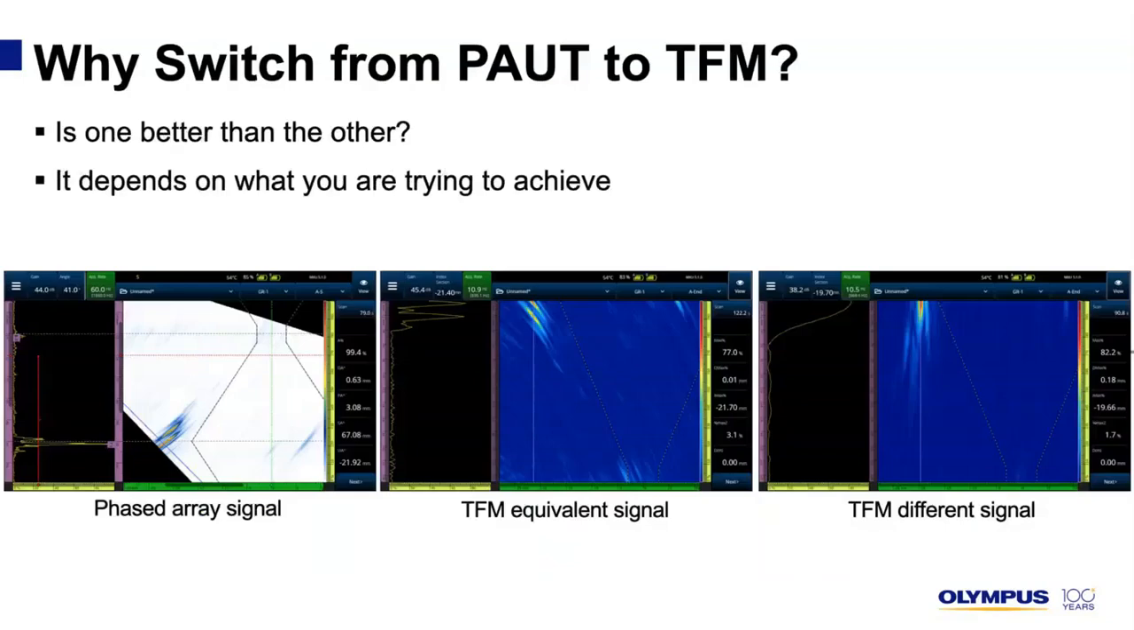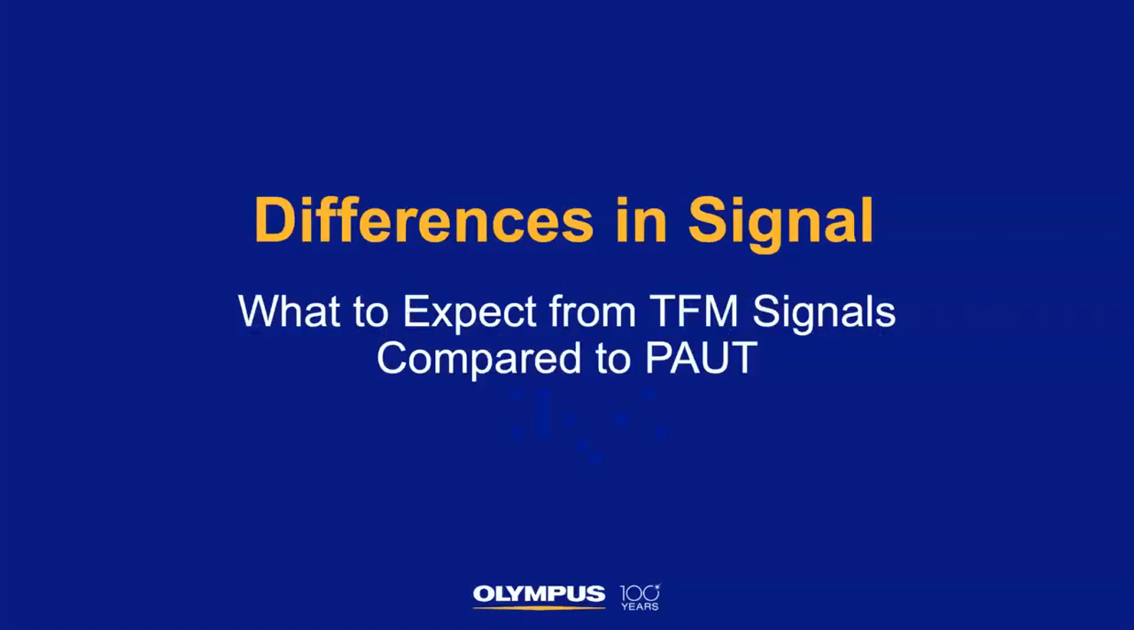So why would we switch from phase array to TFM? Is it better than the other one? Is it more precise? As we'll see deeper in this session, it really depends on what you're trying to achieve and what your priorities are. Differences in signal: what to expect from TFM signal compared to phase array.